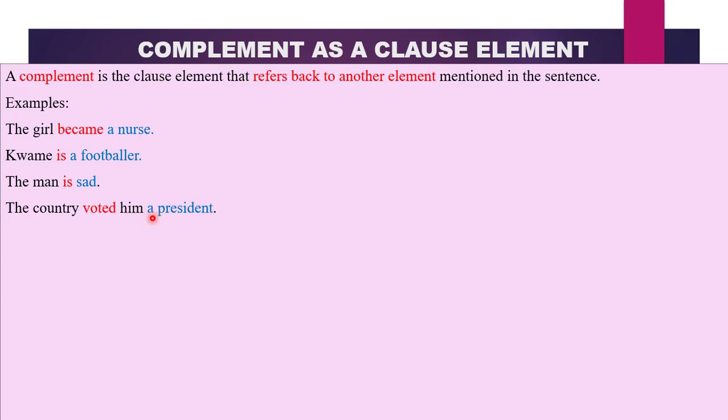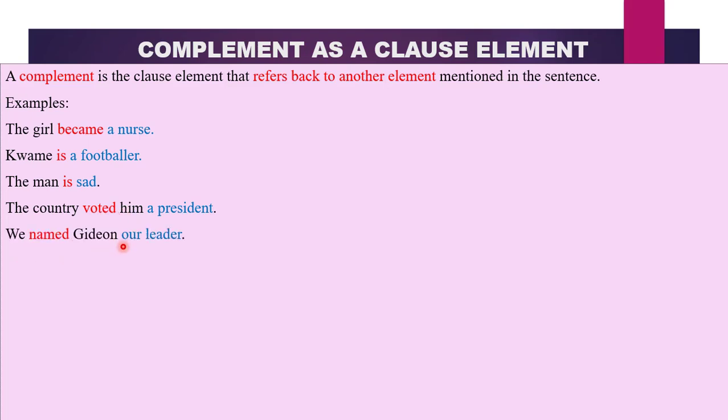Over here, who is the president? It is him. Therefore, a president here is not suffering from any action. It just refers back to the object. So it is a complement. And him is the object because it suffers from the action voted.